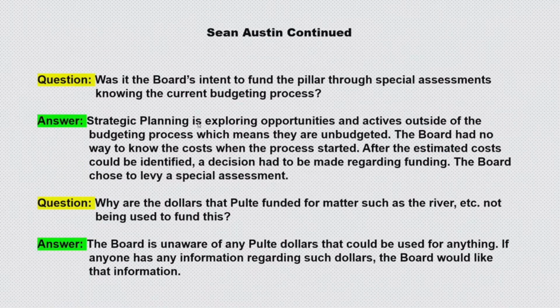Was it the board's intent to fund the pillar through special assessment knowing the current budgeting process? In our minds, strategic planning is exploring opportunities and activities outside of the budgeting process, which means they're unbudgeted. The board had no way to know the cost when the process started. After the estimated cost could be identified, a decision was made regarding funding, and the board chose to levy a special assessment.